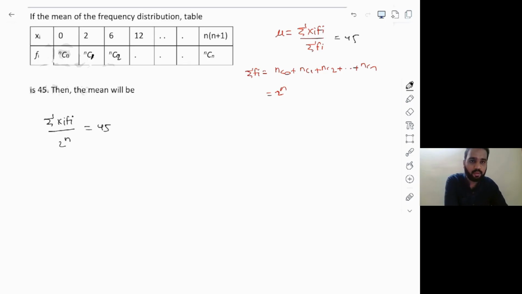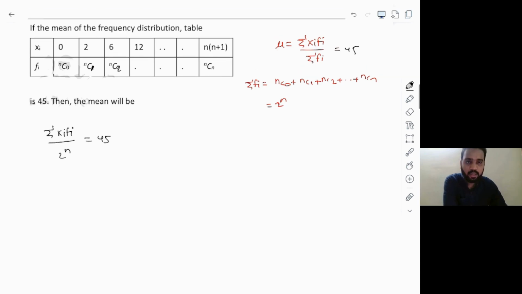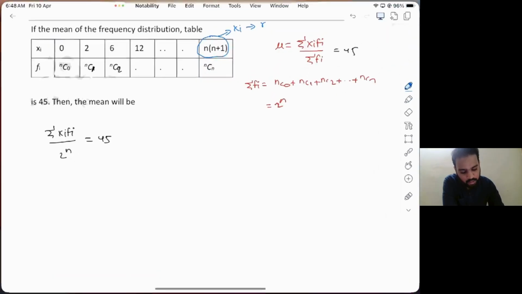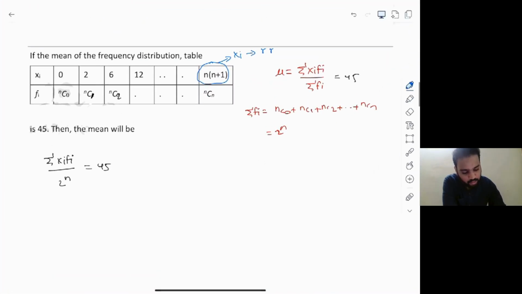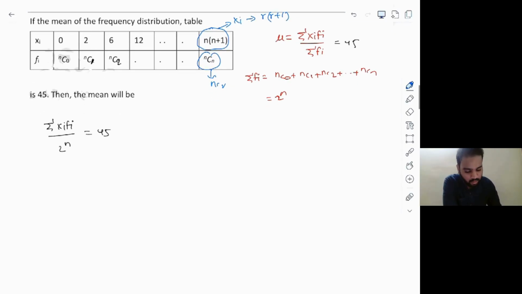Sigma xi fi divided by 2 to the power of n is equal to 45. Okay. Now, more importantly, we need the value of sigma xi fi here. But there is a huge advantage in the question because if you look at the last term, directly you can notice a general term. Okay. So for xi, I can write down the general term as directly r into (r+1). Okay. This is very clear. As per the last term only, we can tell that r into (r+1). And what about the fi general term? nCr. So let me take these two general terms and put it here.